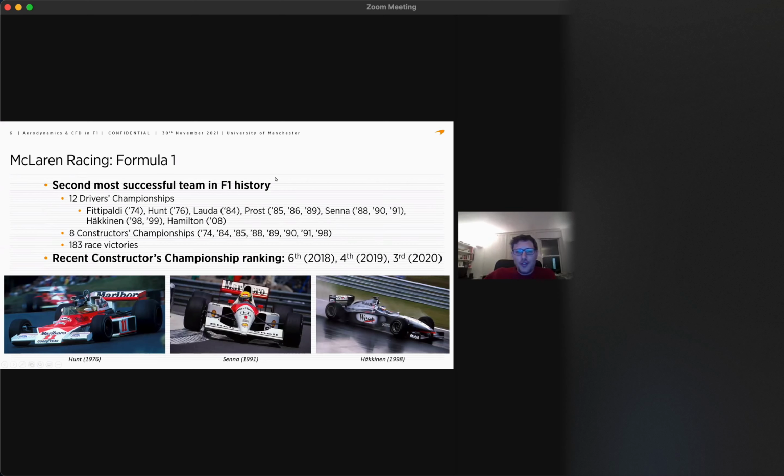So some numbers first, we'll go through this quickly. We are still the second most successful team in history, with 183 victories, and we've won pretty much all of the categories in racing. That's our current constructor championship ranking. We finished 3rd last year. We've had a couple of tougher years before that, but hopefully we are now on the right track back.